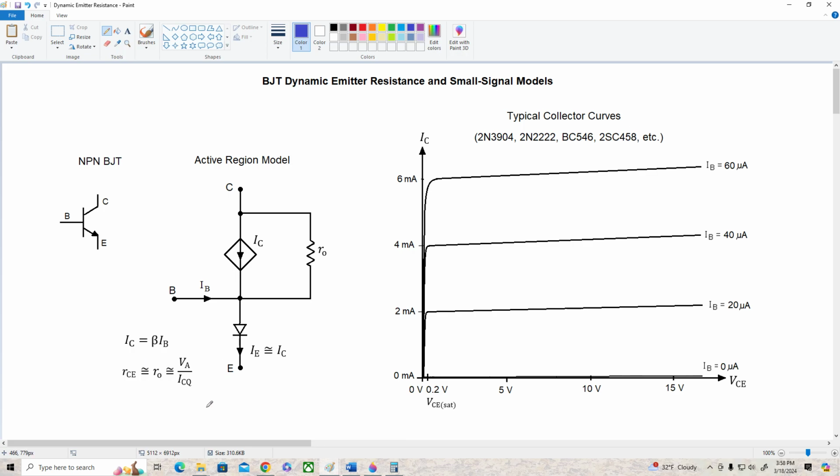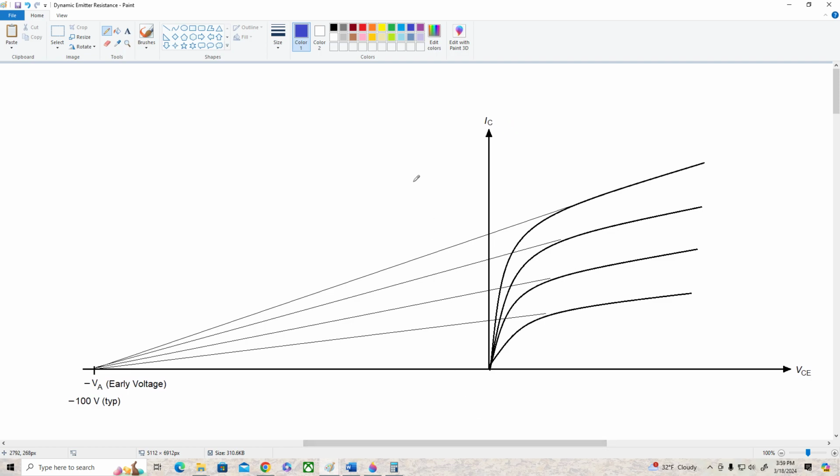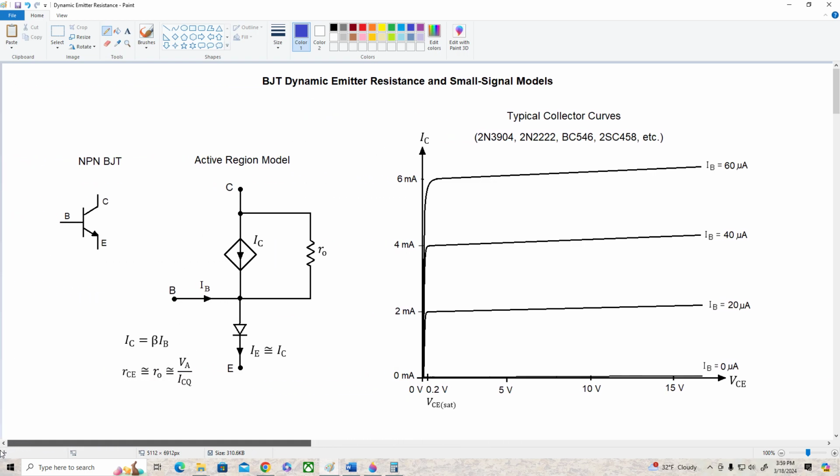Now, if you remember, the early voltage is obtained by projecting the collector curves back until they intersect at a common point on the VCE axis. That's called the early voltage, actually the negative early voltage. And for a typical transistor like a 2N3904, it's around negative 100 volts. It's not listed in the data sheet, so if you really need to use it, you've got to do a little bit of work, but we can estimate it as being 100 volts, and that's good enough for most applications.